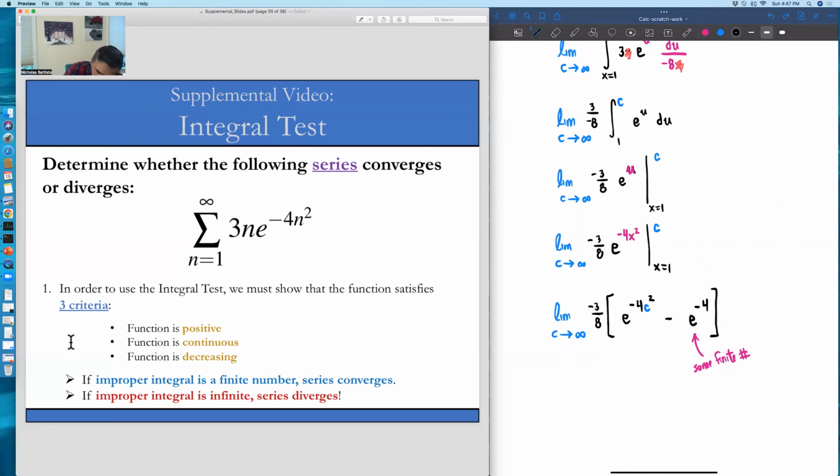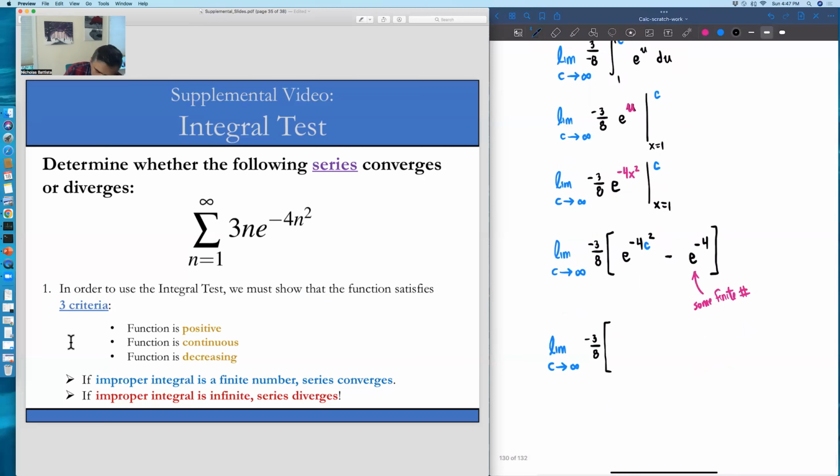So if we rewrite this limit, just doing a little bit of algebra, this limit is going to stay the same as c goes to infinity of 3 over 8. I'm just going to rewrite this exponential function since it has the e to the minus 4c squared. This is equivalent to 1 over e to the 4c squared minus, well, we could write that as 1 over e to the 4.